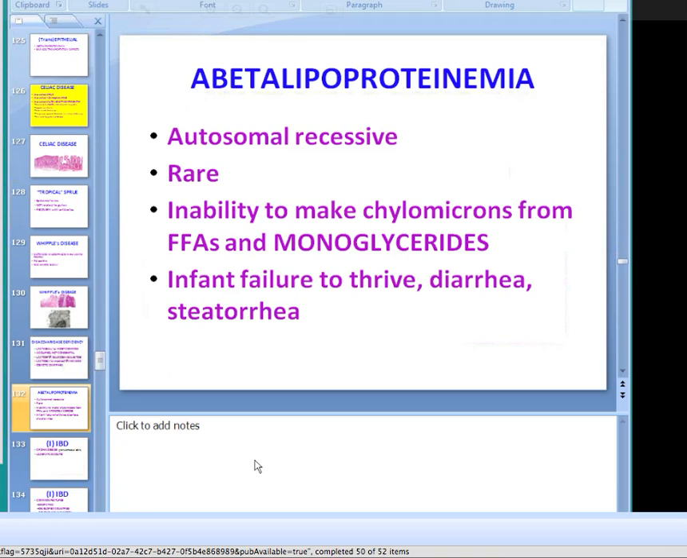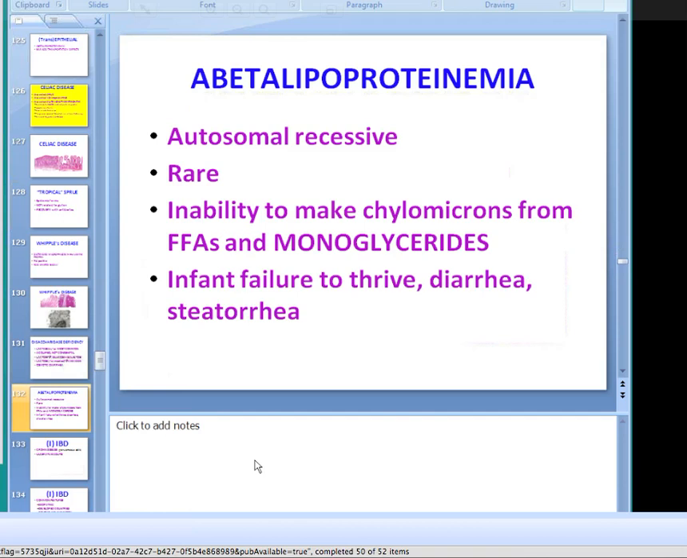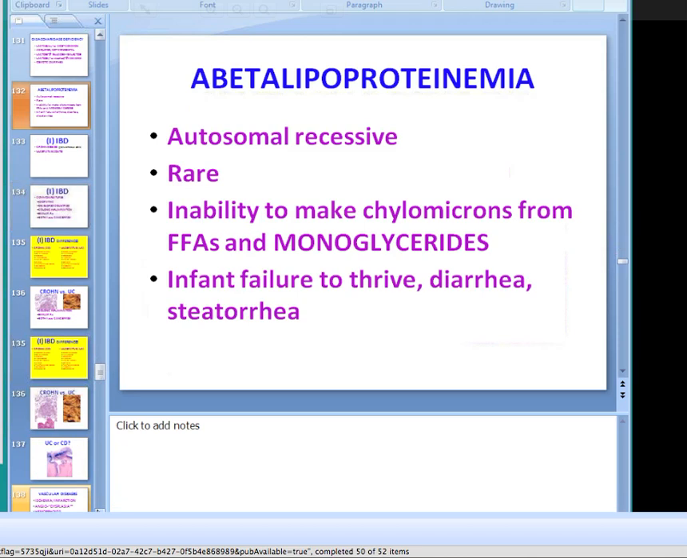Let's talk about abetalipoproteinemia. We mentioned this when we talked about genetic diseases and blood vessel diseases. It's an autosomal recessive disease and relatively rare. What does it do? Patients with abetalipoproteinemia don't have beta lipoproteins because they can't make chylomicrons. Remember, the chylomicrons are made from fatty acids and glycerides? If you can't make them, you can't absorb the fat, and if you can't absorb the fat, you're going to have a lot of fat in your diarrhea. That's called steatorrhea. So the concept is very logical and clear.